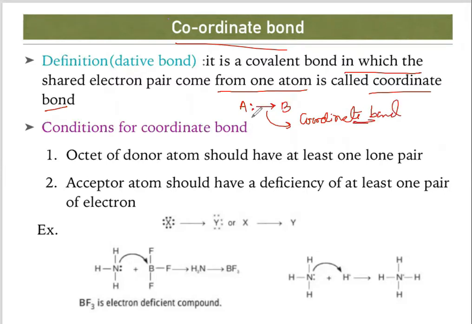Okay, I think this is clear to you. So now, what are the conditions of coordinate bond? First condition, the octet of the donor atom should have at least one lone pair. That means this atom must have at least one pair of electrons, and that pair of electrons can be donated. Point number 2: the acceptor atom should have a deficiency of at least one pair of electrons.